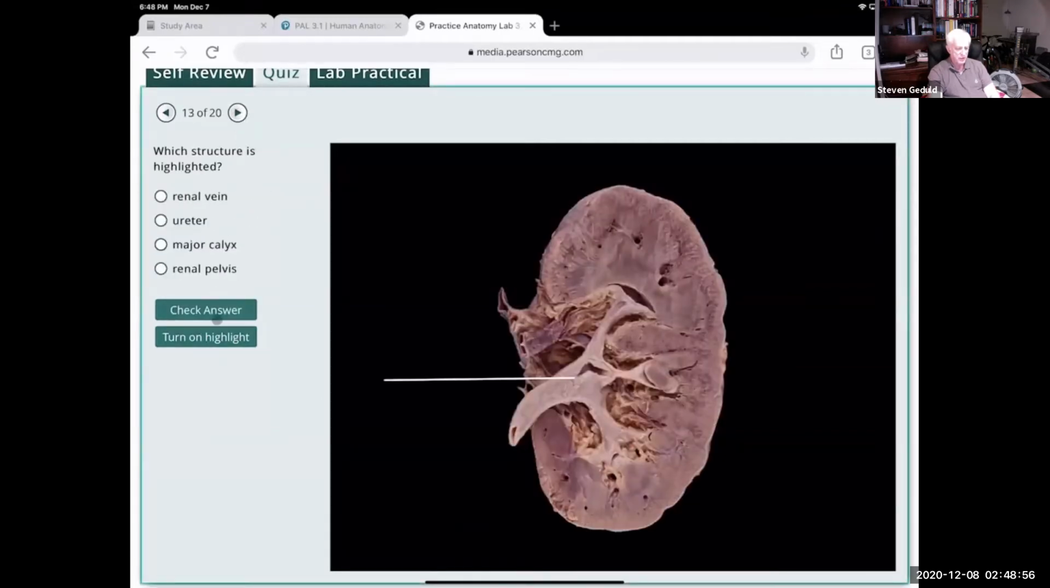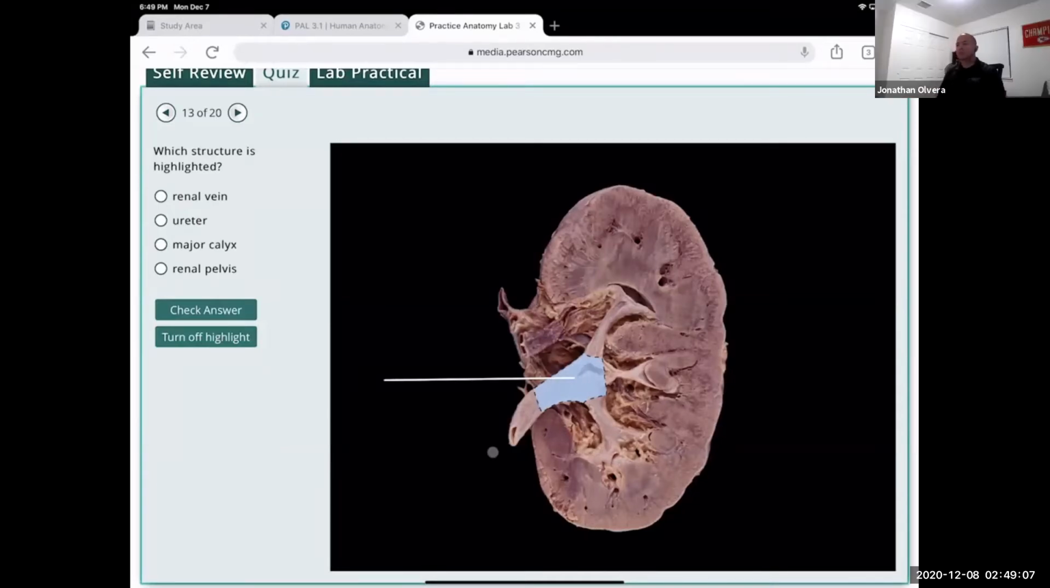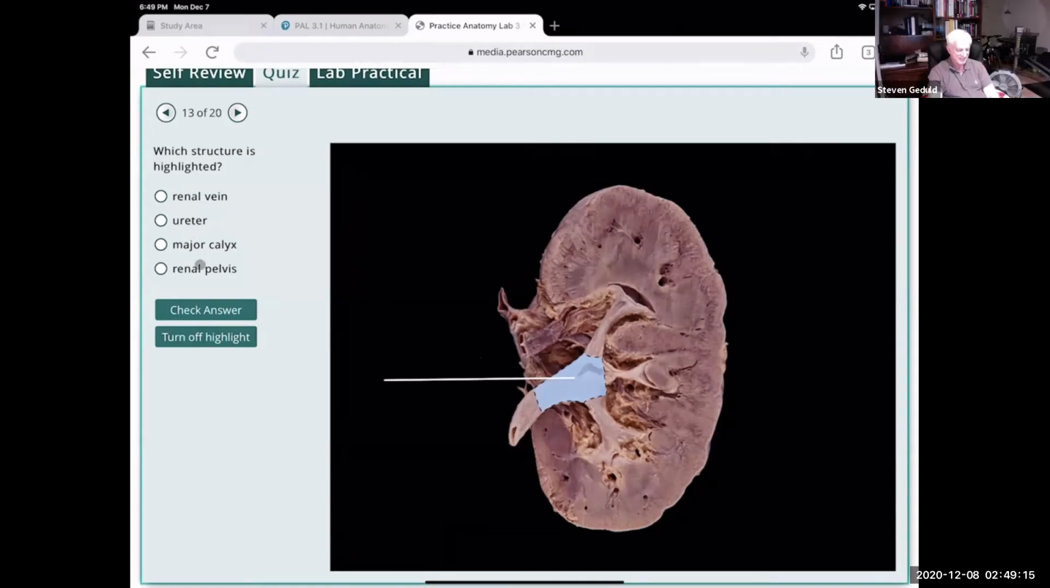And what structure is highlighted here? What structure do the major and minor calyces feed into? And then the ureter is right down here. Oh, okay. That's your renal pelvis. The renal pelvis. Perfect. The renal pelvis feeds into the ureter.